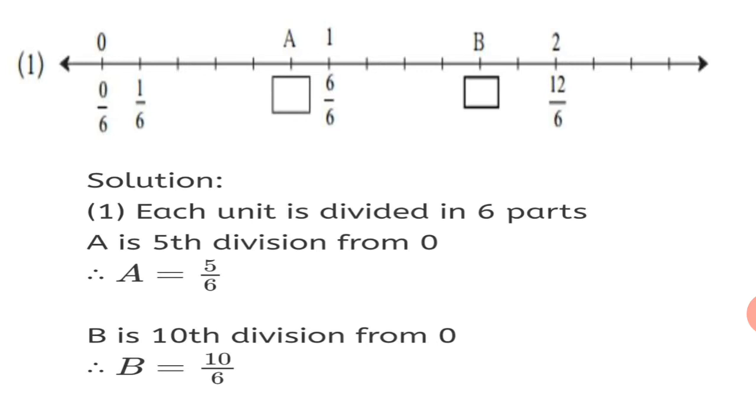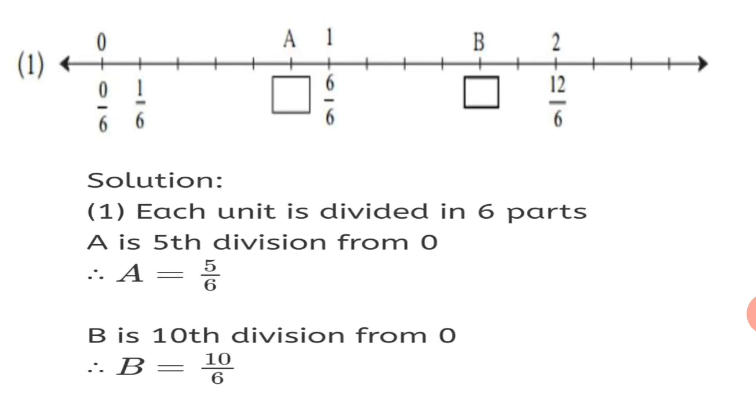So let us see where is A. Counting from 0, 1, 2, 3, 4, 5 and the denominator is 6. So 5 upon 6. Each unit is divided in 6 parts. So A is the 5th division from 0. Therefore A is equal to 5 upon 6.